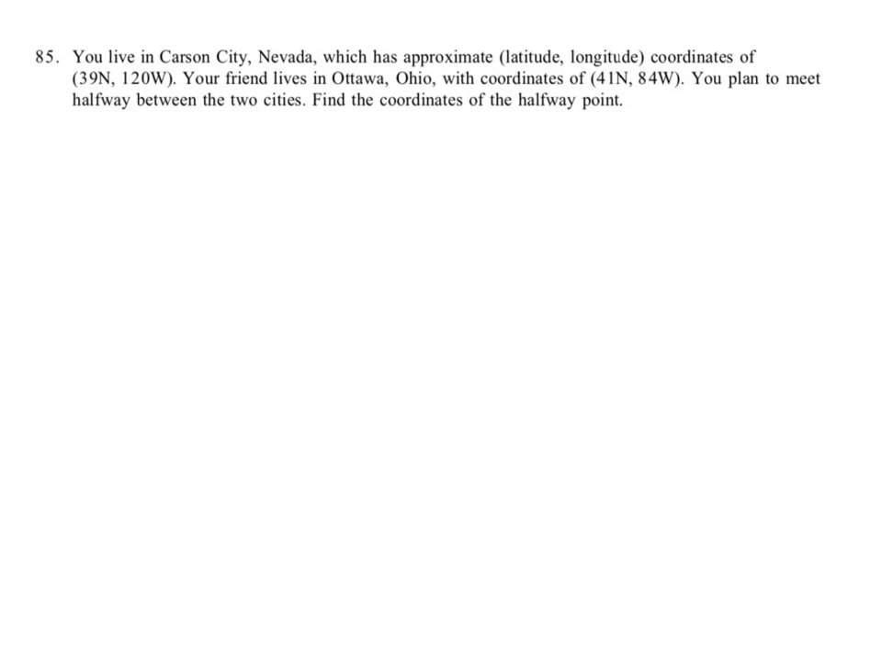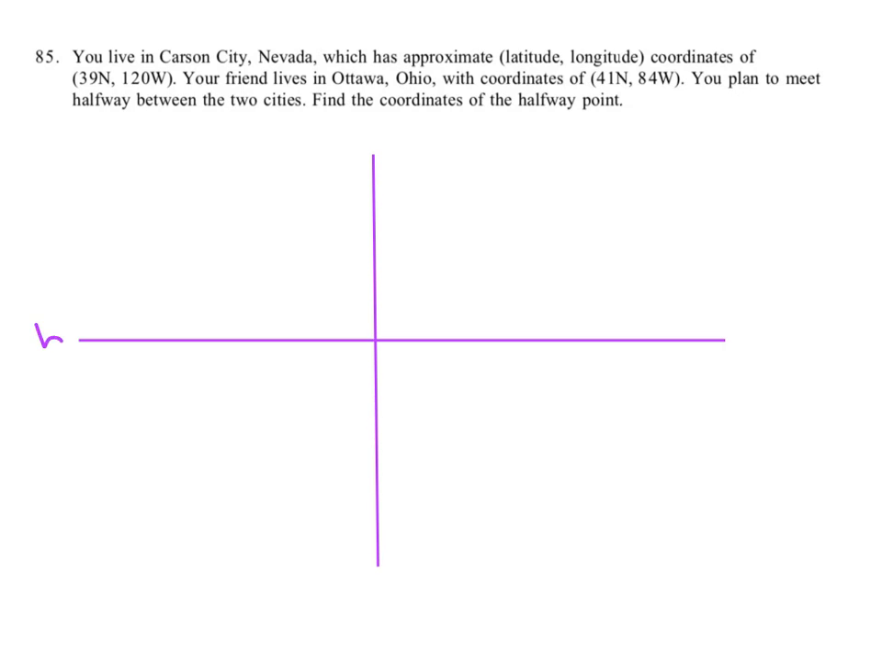All right, so you live in Carson City, capital of Nevada, which has approximate latitude, longitude coordinates of 39 degrees north, 120 degrees west. Just to get an idea, if we were talking about a coordinate grid, I'll draw a couple of axes real quick here. If we said this is west, this is south, this is east, and this is north, like the compass rose, the way the compass directions go.